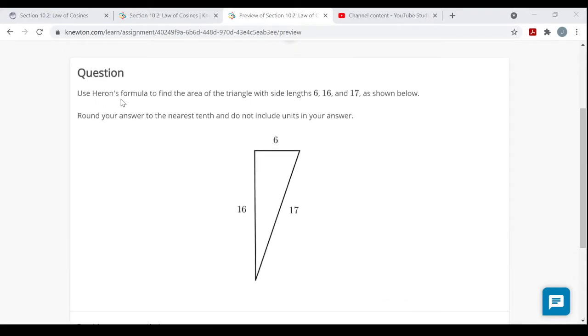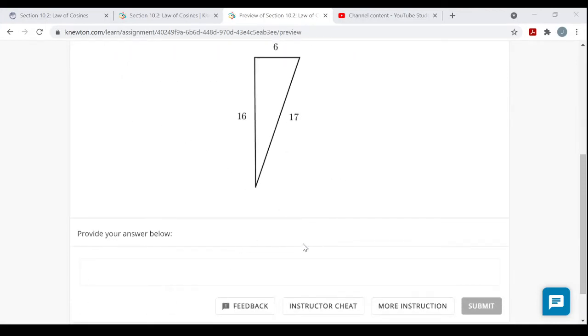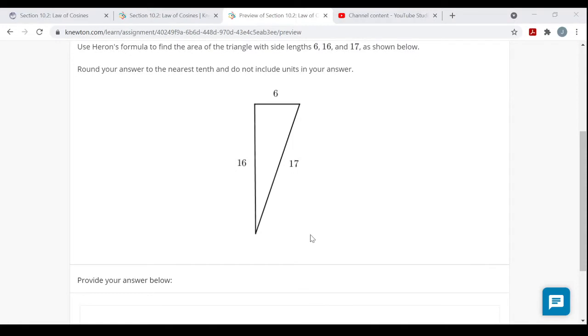It says use Heron's formula to find the area of the triangle with side lengths 6, 16, and 17 as shown below. Round your answer to the nearest tenth, and it says don't write units, so don't write square units or square inches, square miles, whatever. All right, just write a number. All right, so I'll write this picture up, and I'll go over what is Heron's formula and how to apply it.